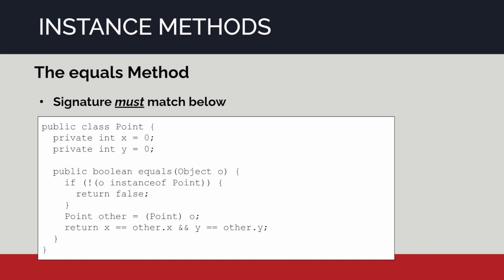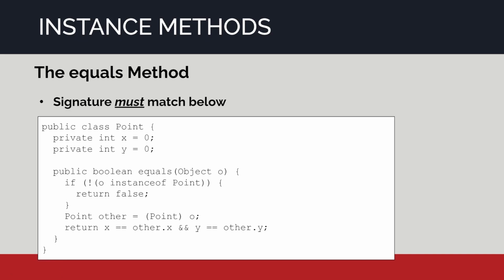So the signature of your equals method has to match what you see on the screen, where it returns a boolean value that will be true if the object being passed in is equal to the current object and false otherwise. It accepts one parameter in the equals method, and the type of the parameter is Object. And inside the body of your equals method, this is a very, very typical implementation.